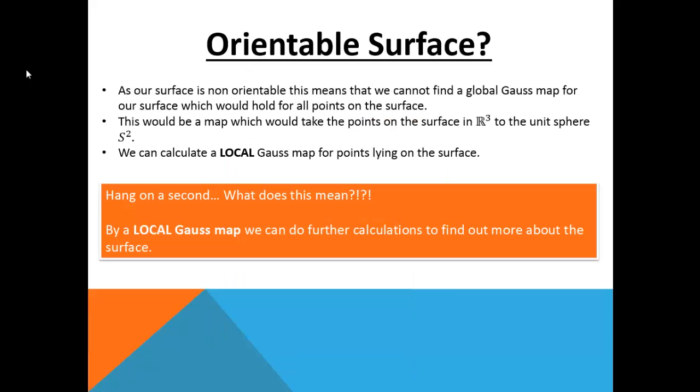As our surface is non-orientable, we cannot find a global Gauss map for our surface which holds for all points on the surface. This would be a map that would take the points on the surface in R cubed to the unit sphere represented by S squared. We can, however, calculate a local Gauss map for points lying on the surface, meaning that we can do further calculations to find out more about the surface. This will be discussed later.